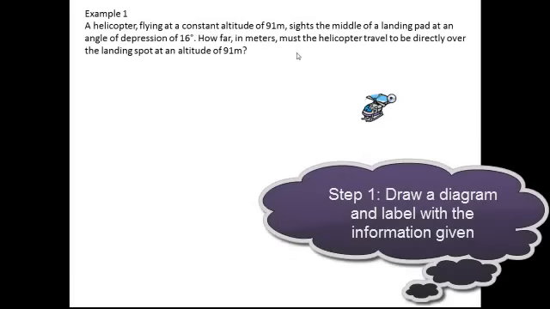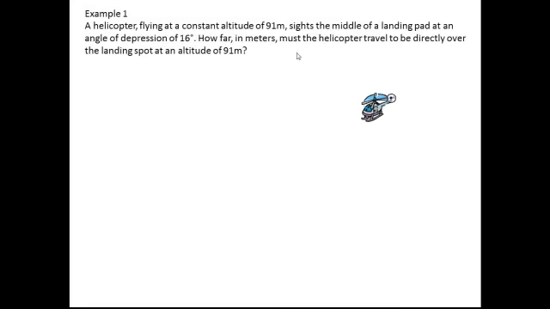We've got our helicopter here, and it's flying at a constant altitude of 91 meters. So that means it's 91 meters above the ground. So I can draw that in here. If I say, okay, this is the ground, that's 91 meters above the ground. So the helicopter, or the pilot in the helicopter, sights a landing pad. So obviously the landing pad is somewhere on the ground, so let's just say it's here. There's our landing pad. He sights it at an angle of depression of 16 degrees. So this angle of depression here is 16 degrees.